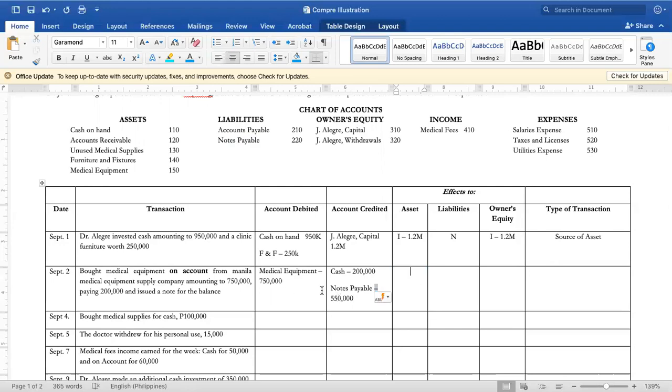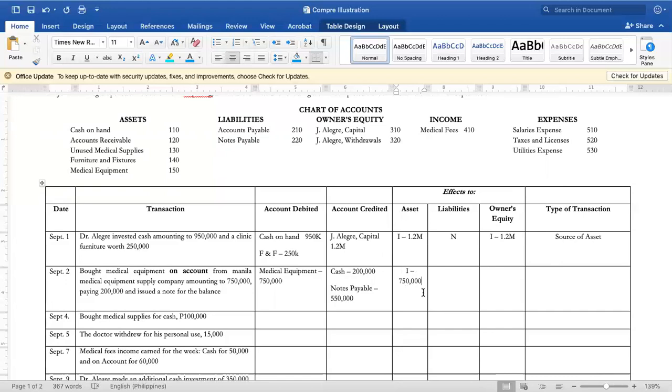Okay, assets. Is there an effect on assets based on the transaction? We have asset accounts: medical equipment, yes, an asset account; cash, an asset account; notes payable, a liability account. Therefore, is there an effect on the asset account? Yes. Increase or decrease? It increased, so how much is the increase? Because with a debit to an asset account, it will increase the total balance by 750,000.